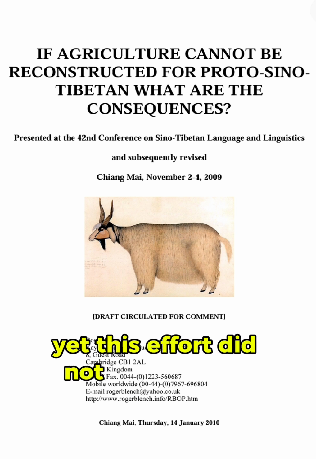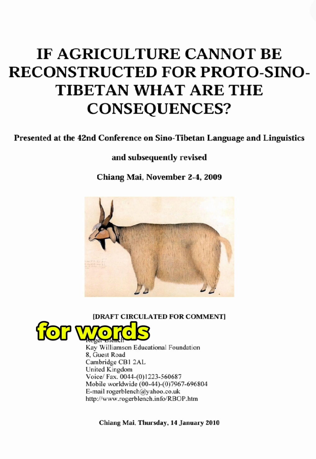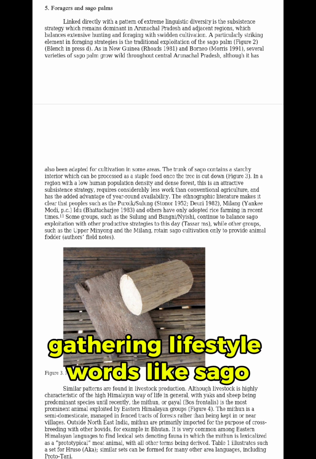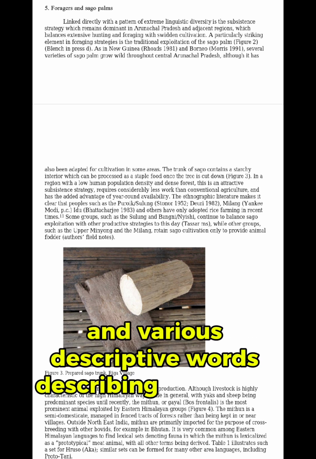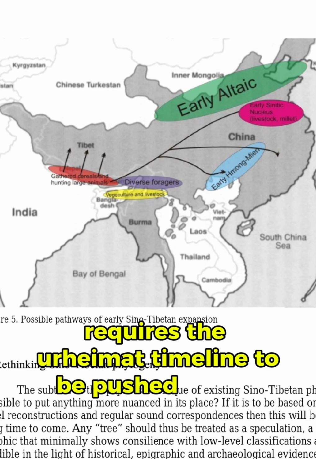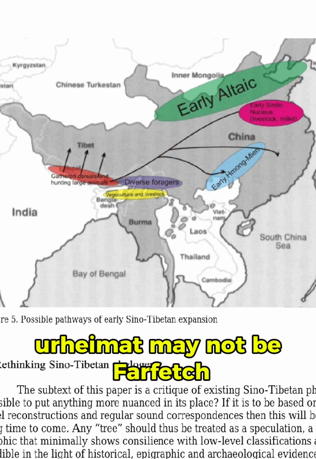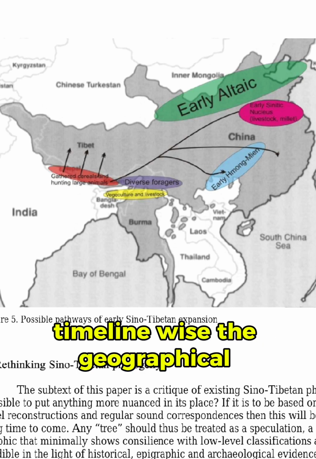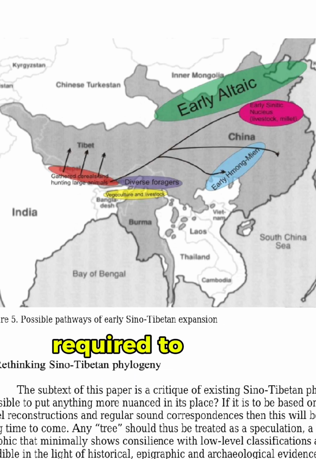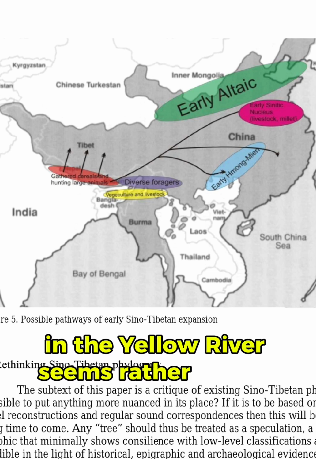Yet, this effort did not yield results. On the contrary, cognates were found and reconstructed for words associated with a jungle hunting-gathering lifestyle. Words like sago palm and various descriptive words describing livestock. Both the southern theories require the urheimat timeline to be pushed further back to 9,000 years ago. And while Van Driem's Sichuan urheimat may not be far-fetched timeline-wise, the geographical distance for Blench and the hurried adaptation to intensive farming required to tie up with the archaeological evidence of Yangshao in the Yellow River seems rather rushed.